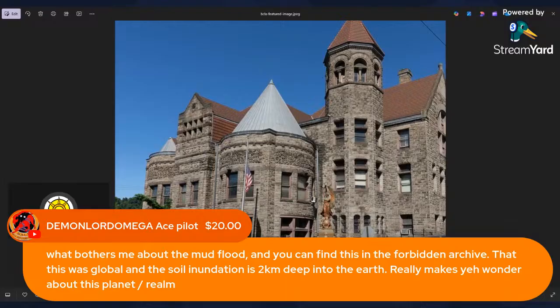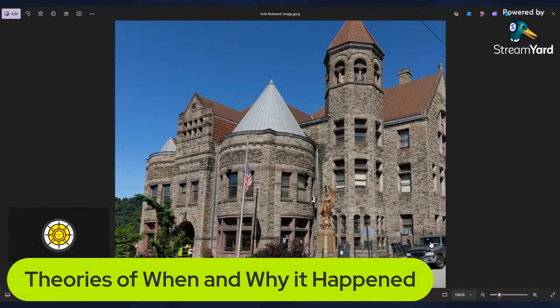You can find this in the Forbidden Archive. That was global. Yeah, that's true. Really does make you wonder. Whoa, cut out there for a second. I guess I'm saying a little too much about the libraries. But yeah, it does really make you wonder about everything when you look at all this and you're trying to put it all together.